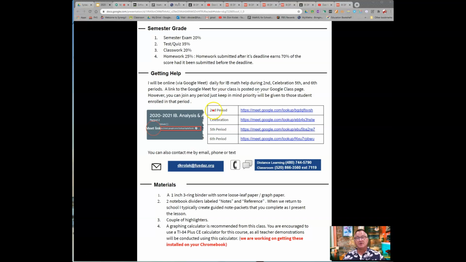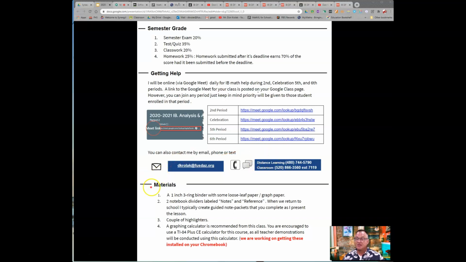So that is something you definitely want to take advantage of. Now you can log in during second hour. During 5th period and 6th period, I also have IB math courses, so you can log in any of those periods. Preference will go to those folks that are actually enrolled in that particular class. Also contact me through email, which is probably the best way, or you can text me or call at this distance learning number, and it'll send me a text, and I can get in touch with you that way. I wouldn't call the classroom because I'll be doing most of this from home.